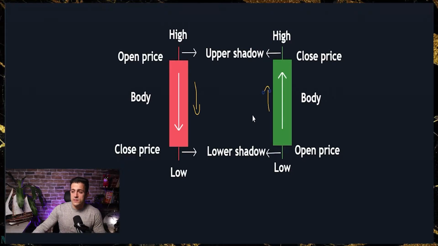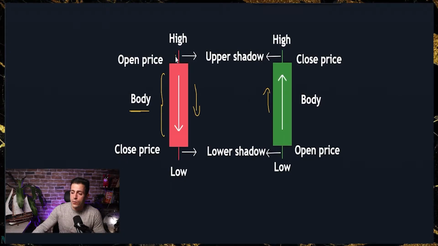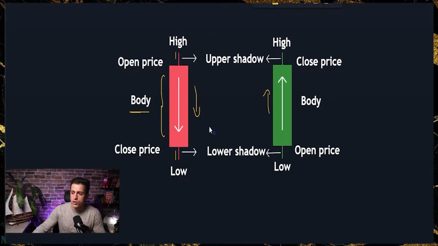So a candlestick consists of a body. The stiff, rigid part of the rectangle is always called the body. The small two lines that you can see going upward and downward are called wicks or shadows. You have an upper shadow and a lower shadow.